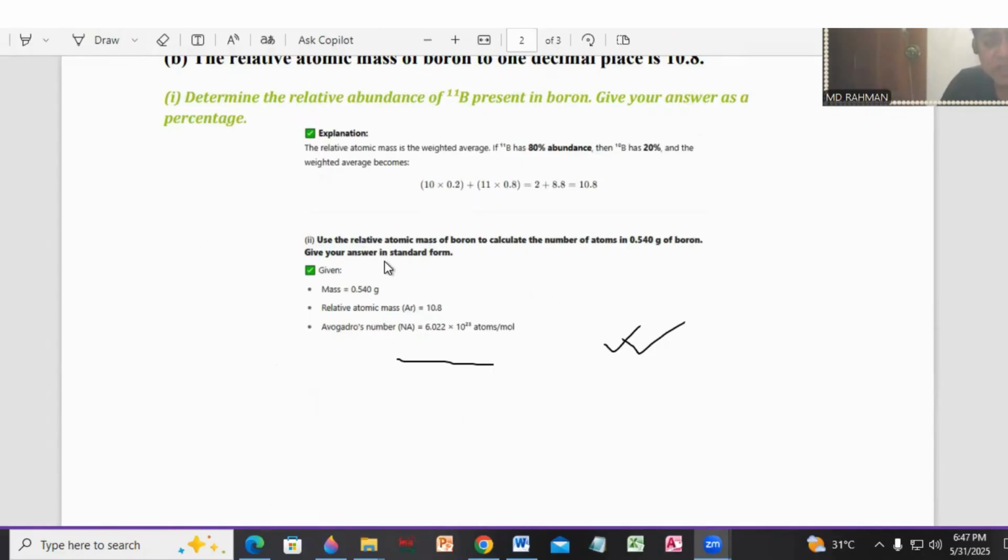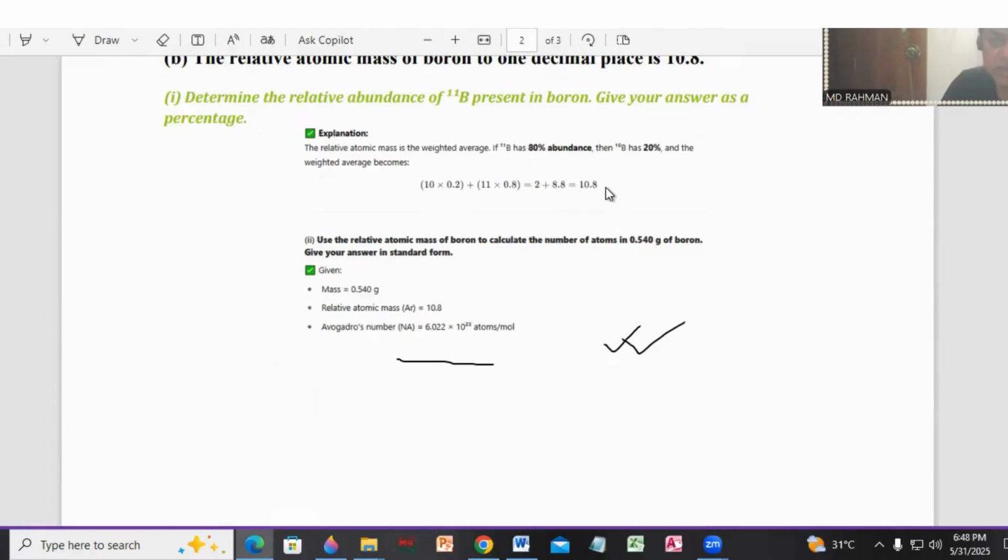Next question: use the relative atomic mass of boron to calculate the number of atoms in 0.540 gram of boron. Give your answer in standard form. Given mass equal to 0.540, relative atomic mass Ar equal to 10.5.